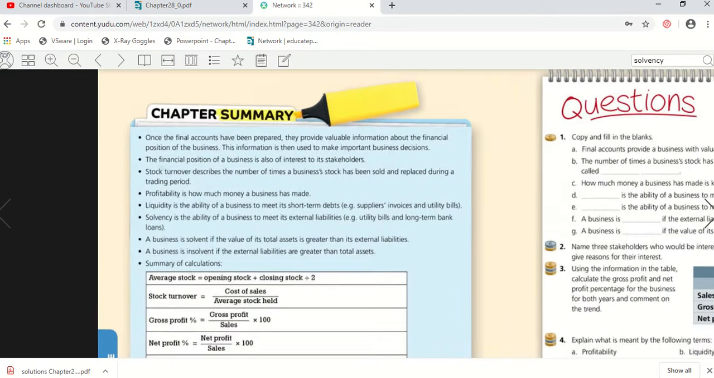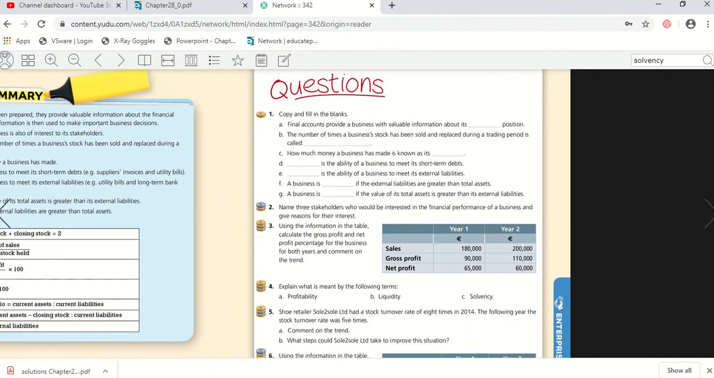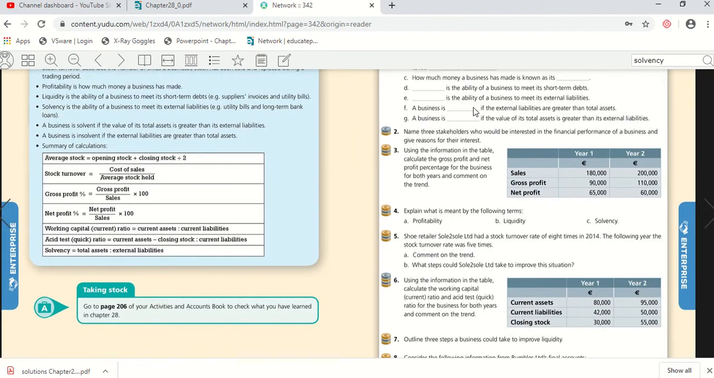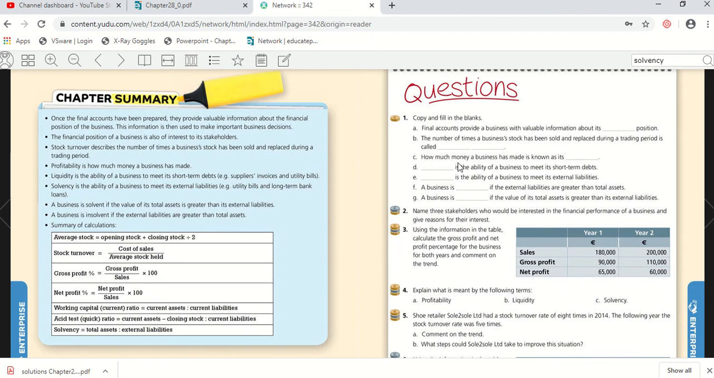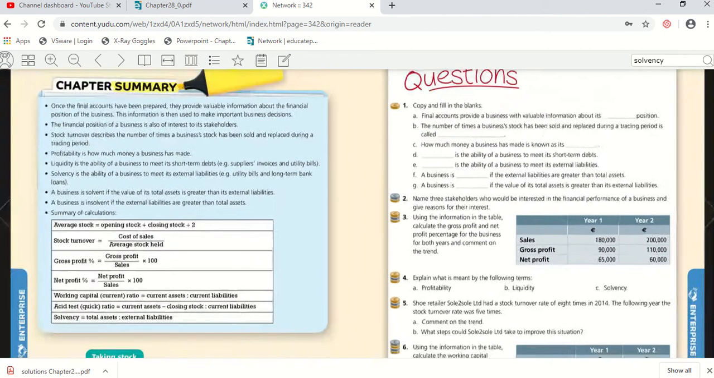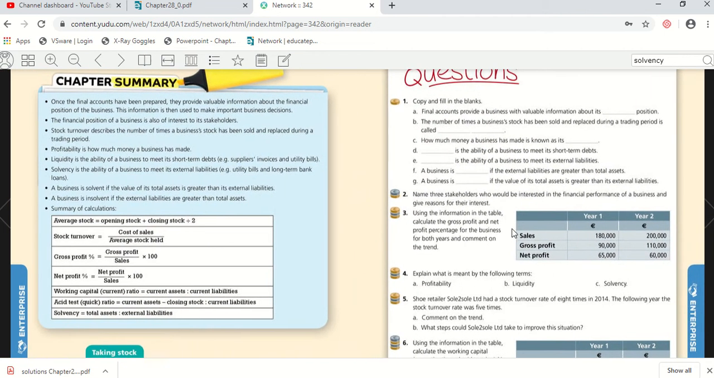I am going to post the solutions to the end of chapter questions 1 to 8 and also to the activity book because there's quite a lot of information in that. But I will run through this question 3 now just to explain it to you.